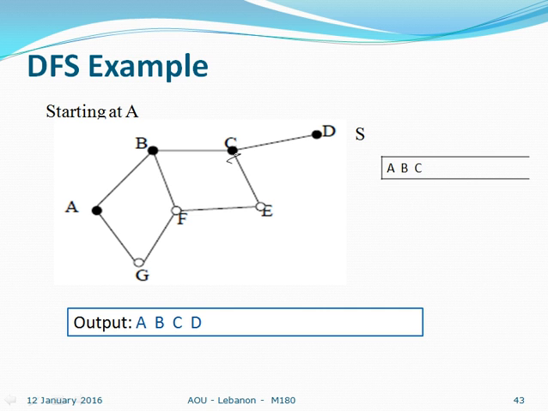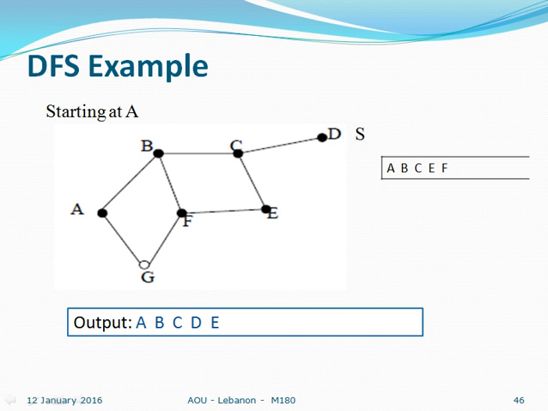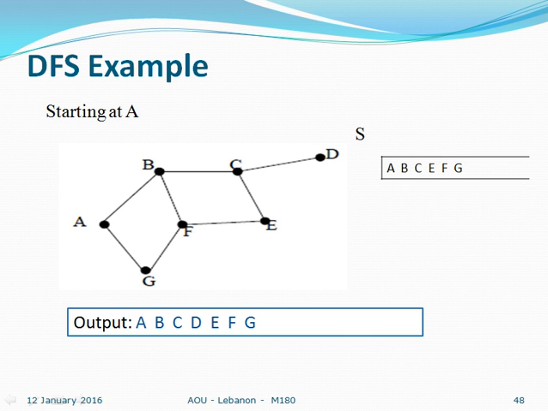Now from C we look whether there is any other. There is one more, called E. So we insert E into the stack and we mark E as visited, that is as processed. And then from E there is F, we insert it into the stack and mark it as visited. And then from F there is G, we insert into the stack and mark it as visited. Then from G there is A. A is already visited, so we are not going to take it, we are just going to pop G.